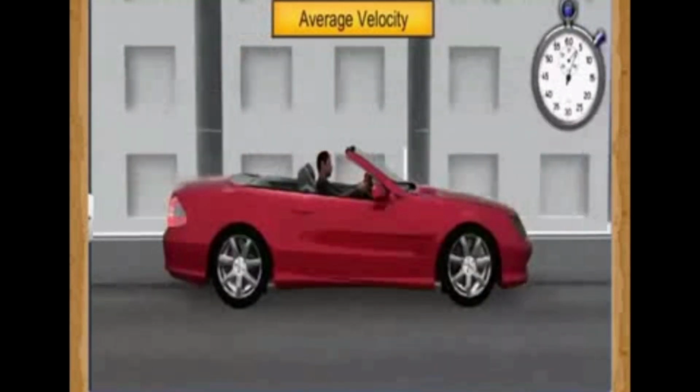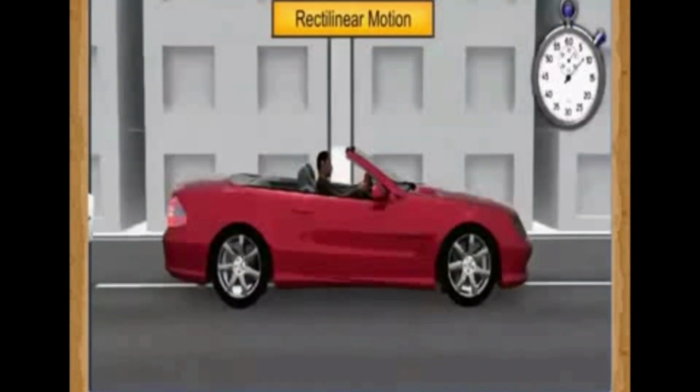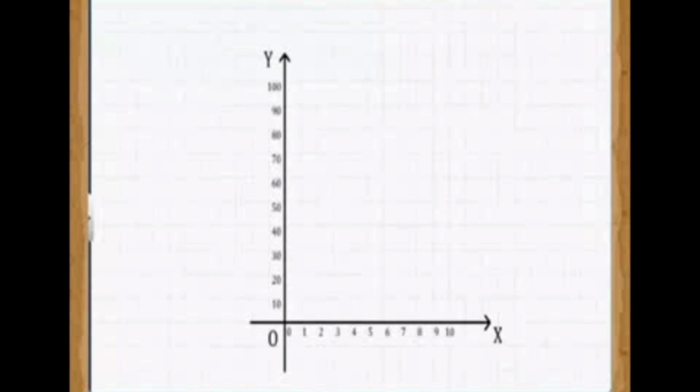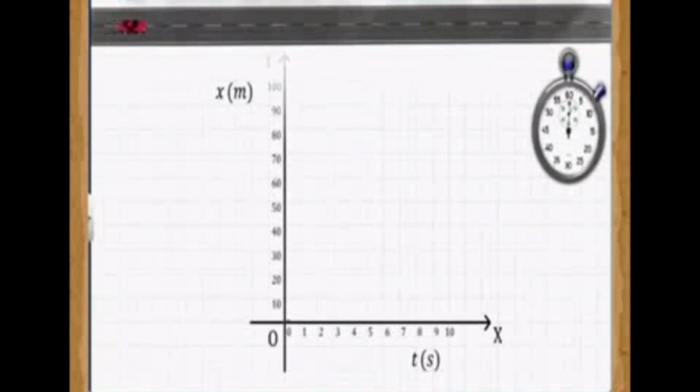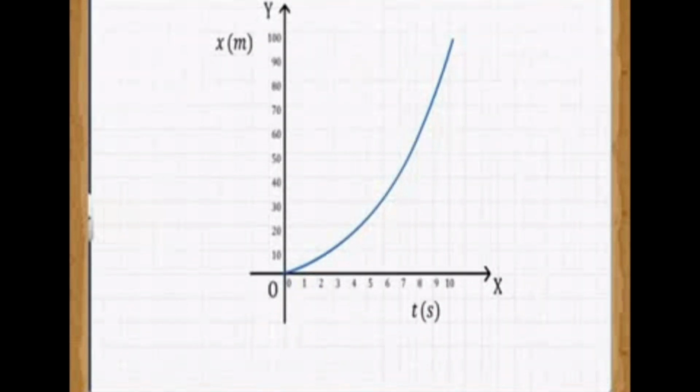Average velocity. Average velocity means that depending on the time period, the velocity is constant, or you can take that as a regular value. So you can draw the graph between the displacement and the time. See that x and t. So it's the average velocity. How to calculate the average velocity? So this is the graph between the distance and the time. So how to take the average velocity?